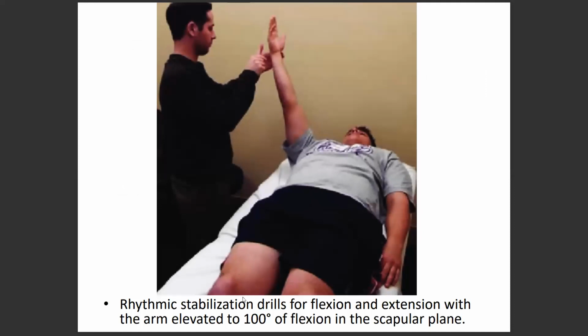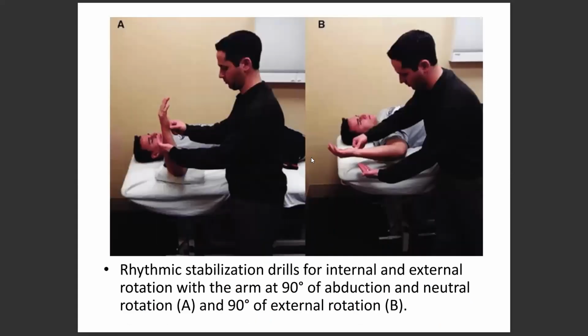Rhythmic stabilization drills for flexion and extension with the arm elevated to 100 degrees of flexion in the scapular plane. This exercise should be added to the protocol. These are then the rhythmic stabilization drills for internal rotation and for external rotation.